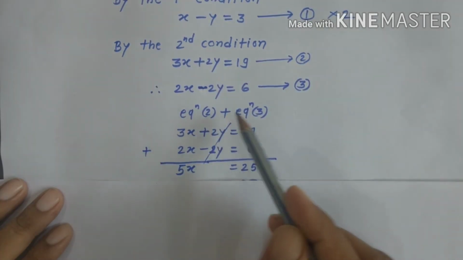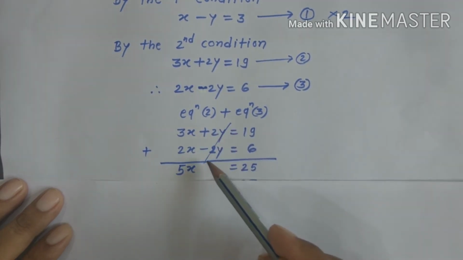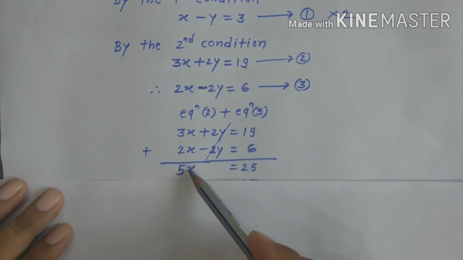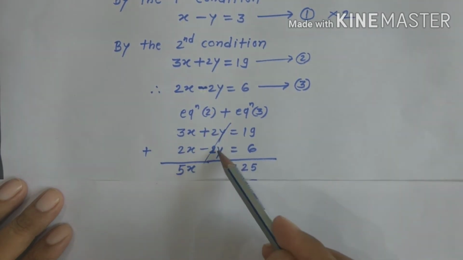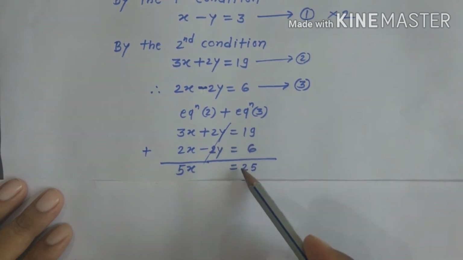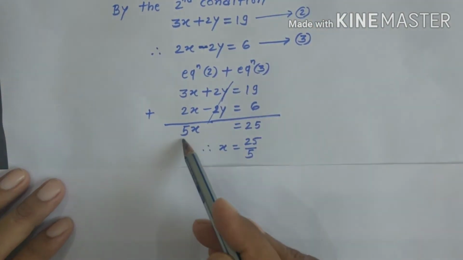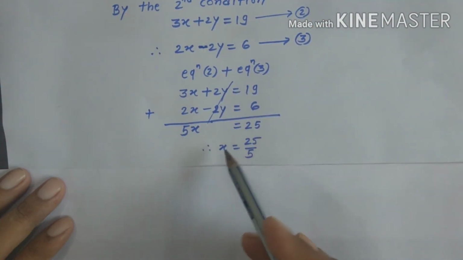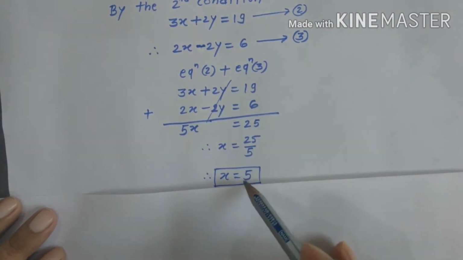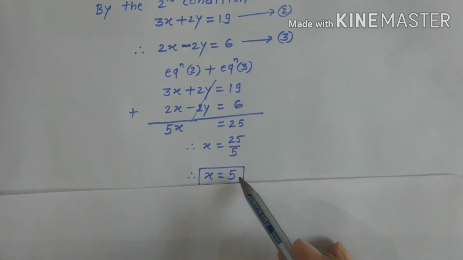To add these equations, write them one below the other. 3x plus 2x gives us 5x, plus 2y minus 2y gets cancelled. 19 plus 6 gives us 25. Now here 5 is transposed to the right side, therefore x equal to 25 upon 5. 5 fives are 25. So the value of variable x is 5.